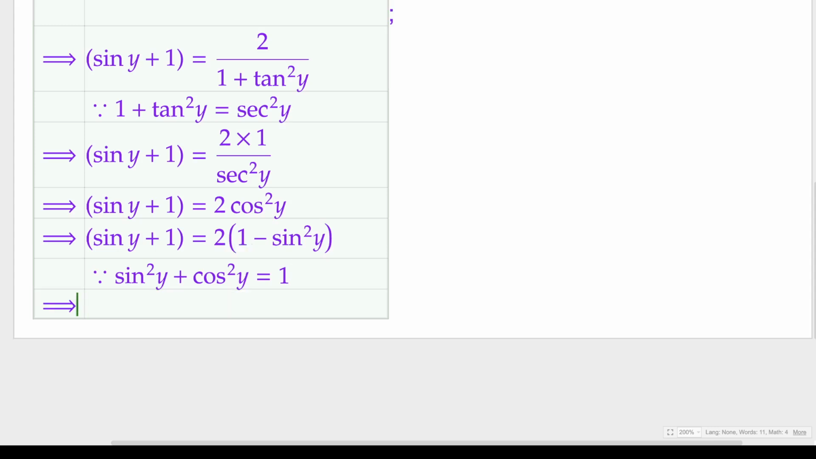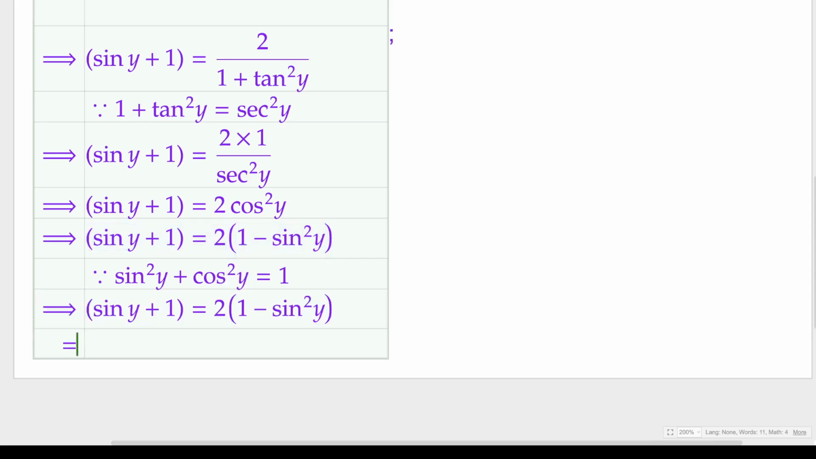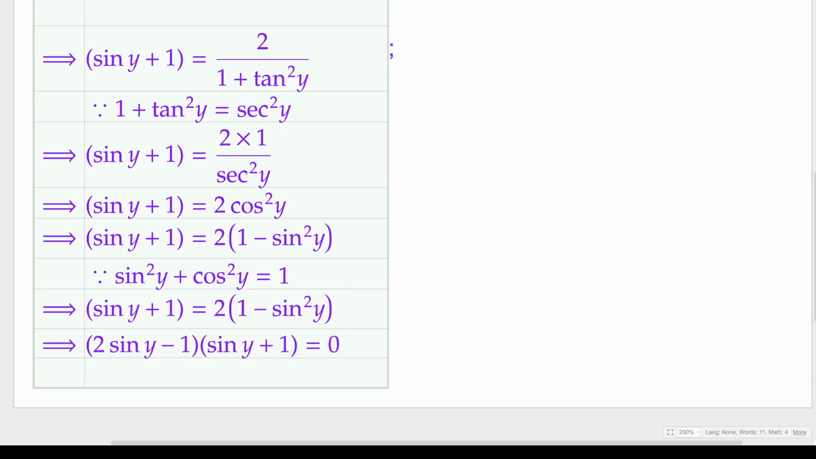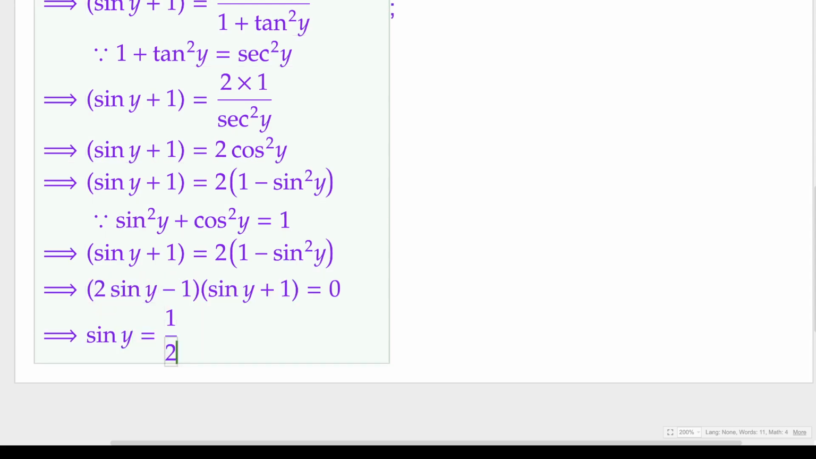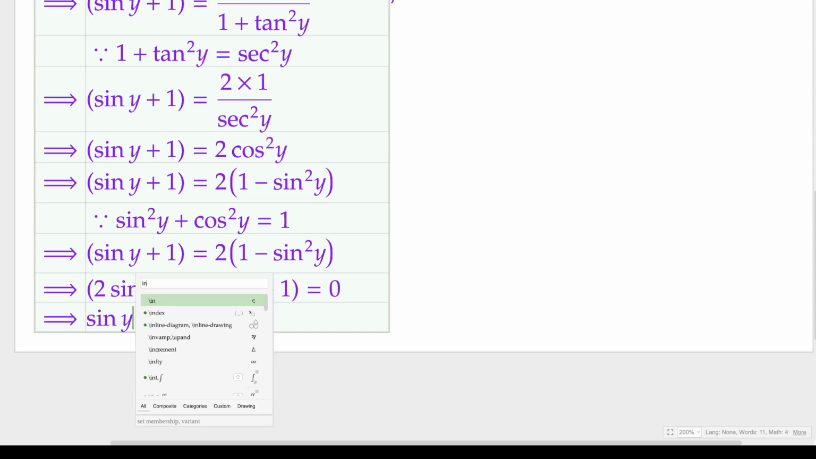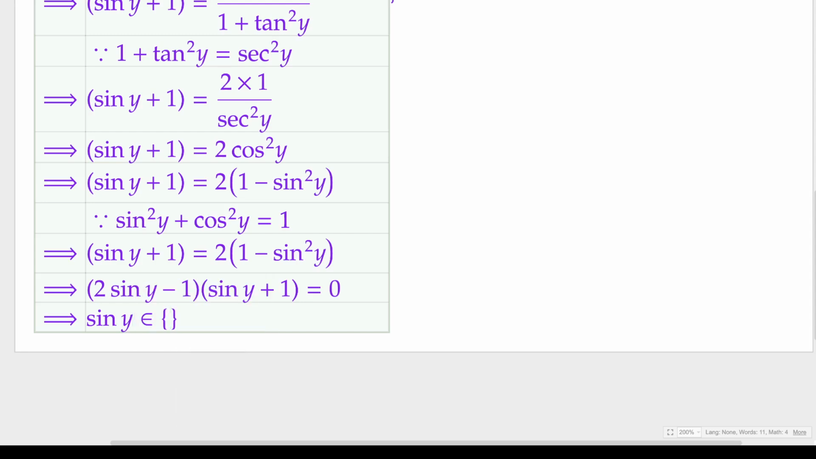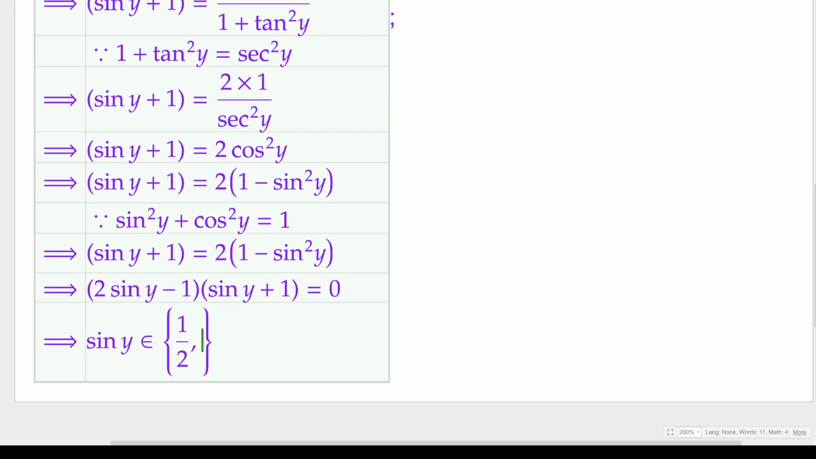So now on solving this equation, I'll just replicate this one, and we can write it as 2 times sine y minus 1 times sine of y plus 1, that is equal to 0. Just check once. Yes, it seems correct. Now from this one, we can write that sine of y is equal to 1 over 2, and the other value is negative 1.